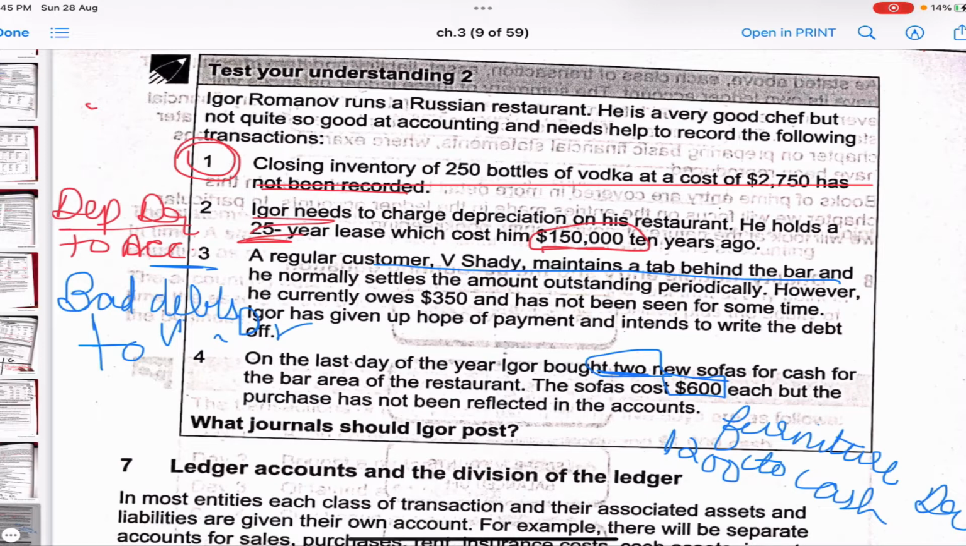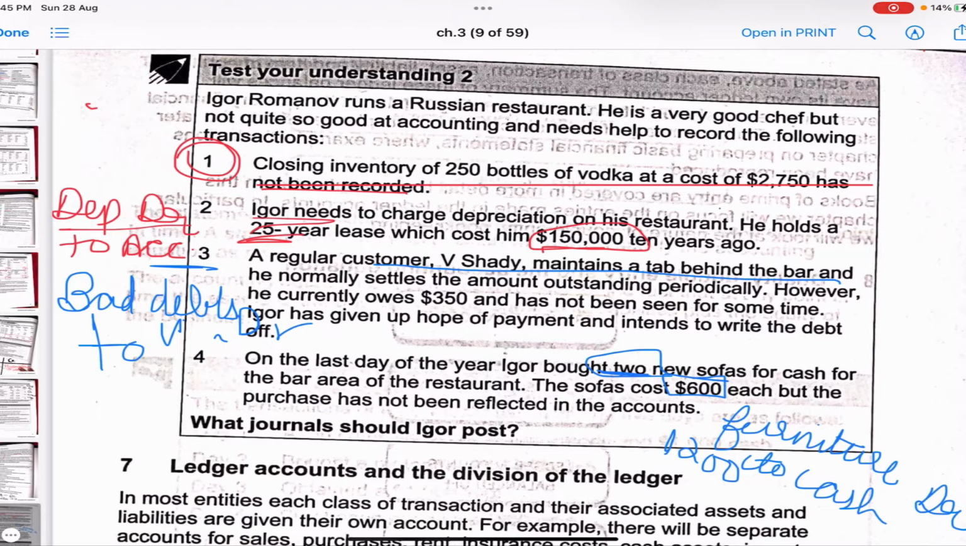Please ignore the mess I have made, even though most of the answers are written. The closing inventory of vodka at cost has not been recorded. So now you are recording it. Obviously assets are increasing, so assets get debited. Igor needs to charge depreciation. Depreciation is an expense, so the expenses get debited.